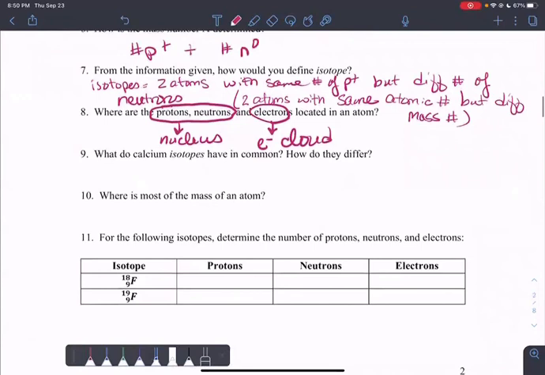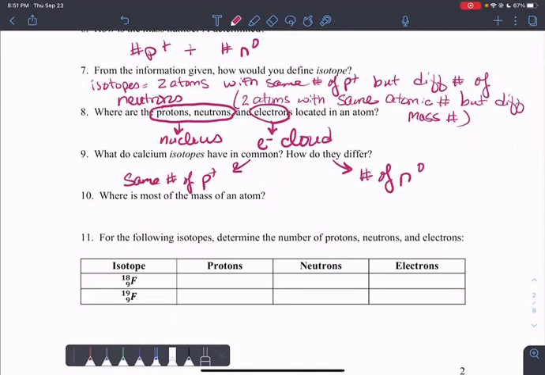Okay. What do calcium isotopes have in common? Well, they must have in common the same number of protons, right? How do they differ? In the number of neutrons.